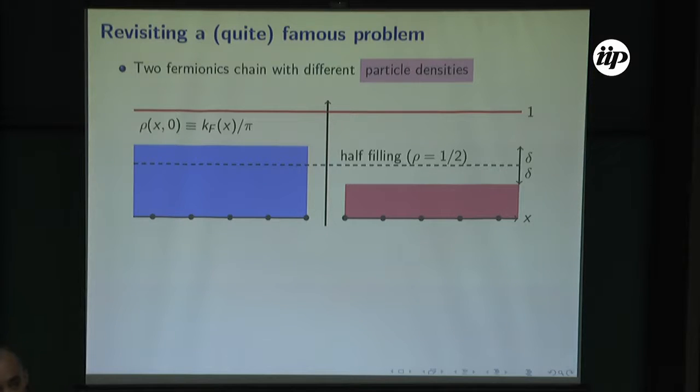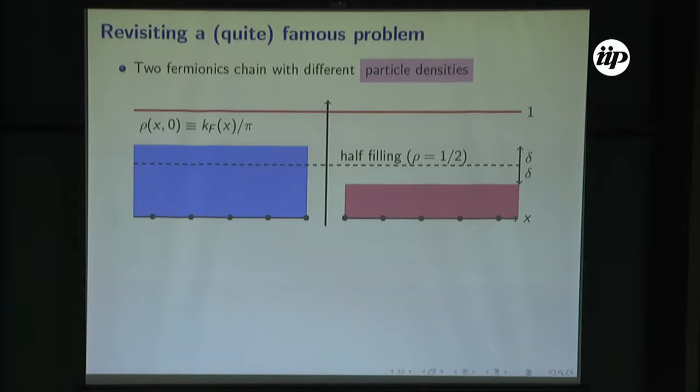So, for the free fermion problem in real time, the initial state, as I said, is the one you have on the left: the ground state with a certain Fermi momentum k_F, which is, for example, higher than pi over 2, and constant along the chain. So you have a density of particles here which is larger than 1/2. And on the right, you have the same construction, but the density of fermions is now less than 1/2.